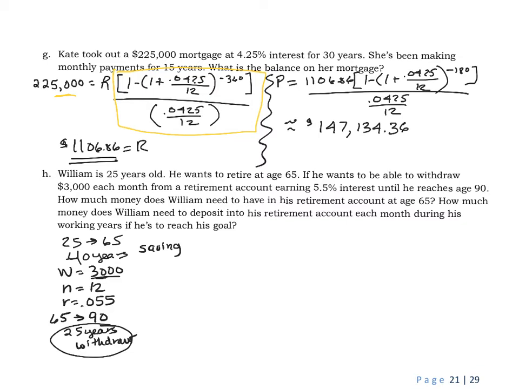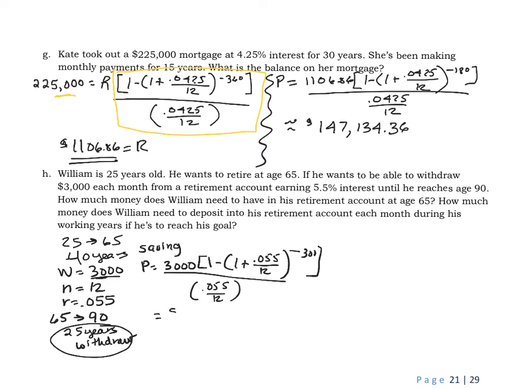Okay, well, principal equals 3,000 times 1 minus 1 plus 0.055 divided by 12. And then, of course, negative 25 times 12 gives us 300. All over 0.055 divided by 12. So if that's what he wants to do, if he wants to take that $3,000 every month, take that out for 25 years, he'll need $488,529.74 in his account.